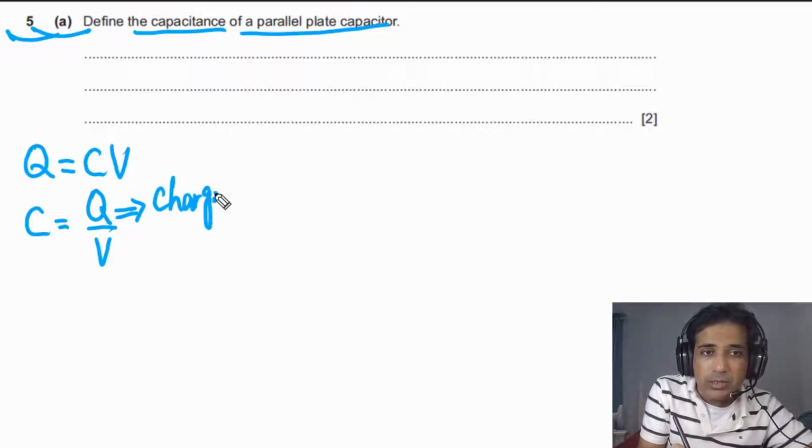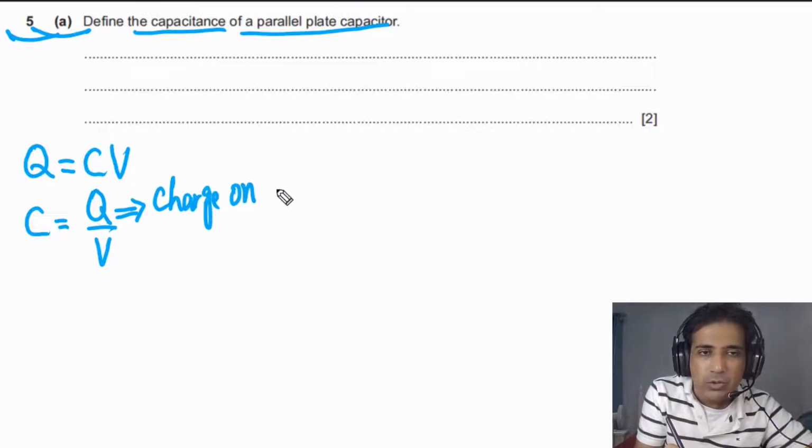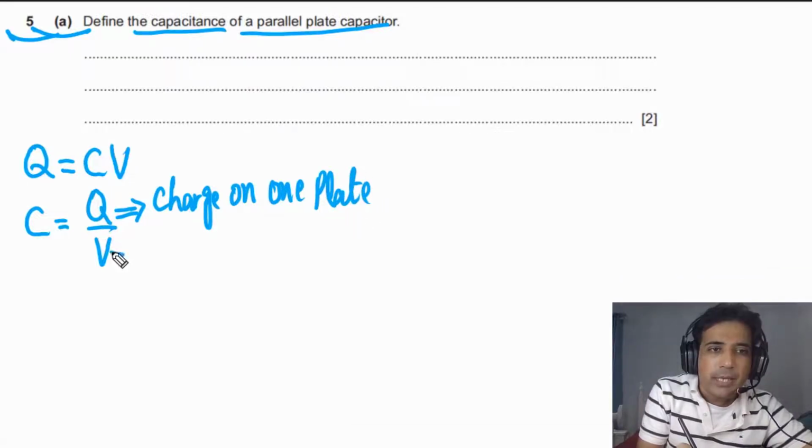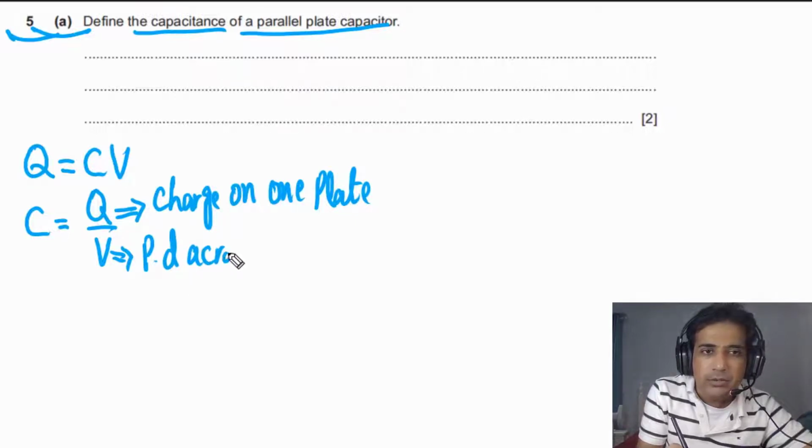Actually, this charge is the net charge on one plate. So simply you can say charge on one plate. Very important, this point you have to mention in your answer. And V is the potential difference across plates, meaning the PD across plates.